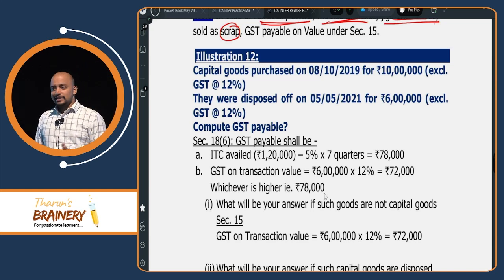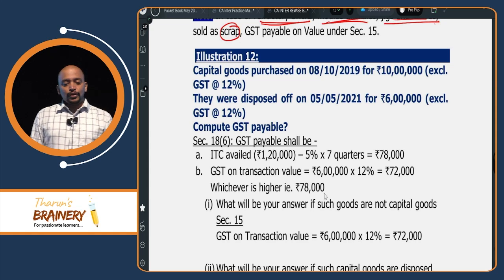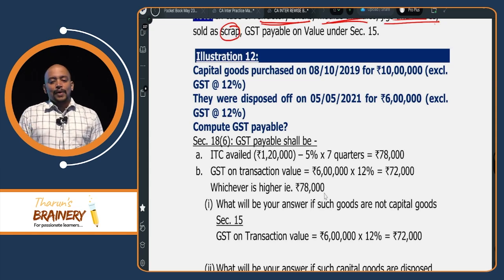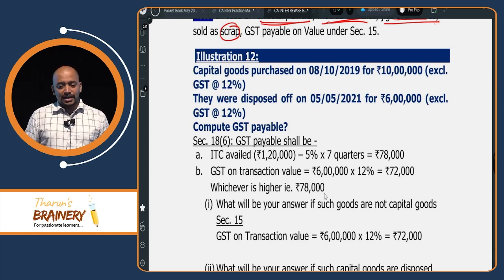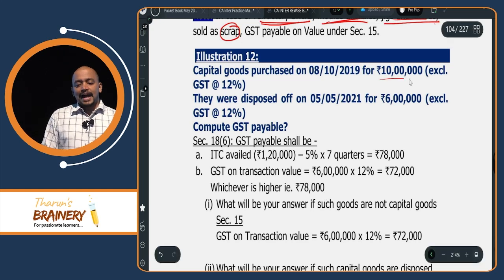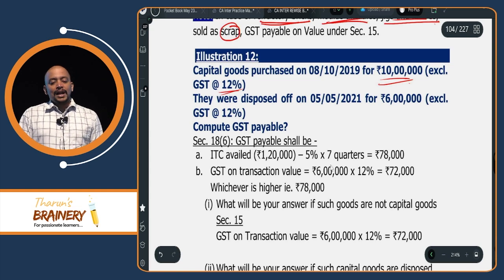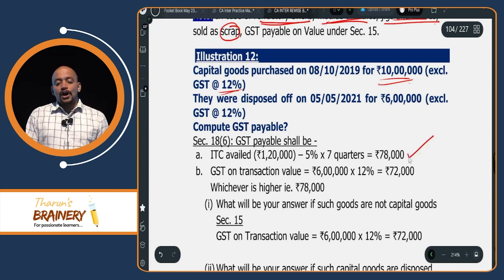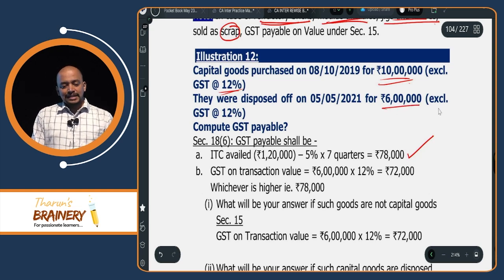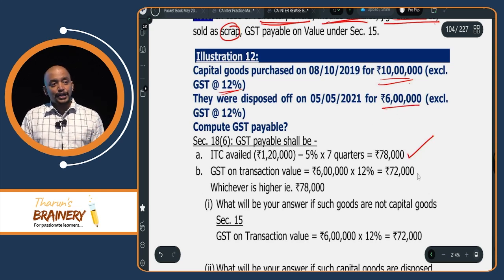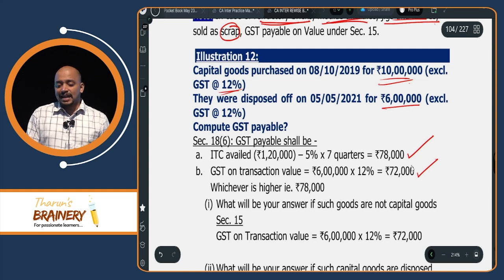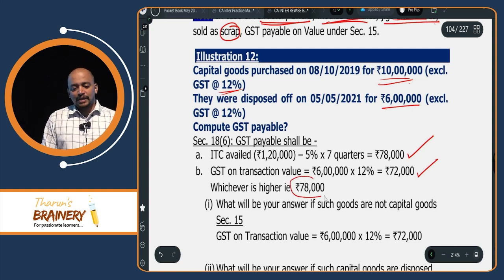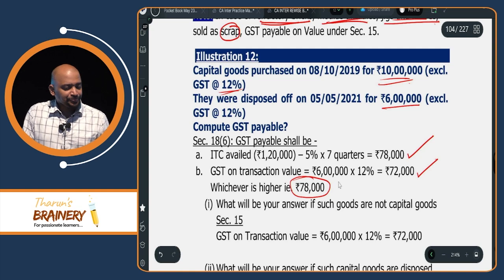So 7 quarters into 5%. 7 fives are 35. So therefore we need to reduce 1,20,000. Why 1,20,000? 10 lakhs into 12% ITC availed is 1,20,000. 1,20,000 minus 35%, 78,000, or GST on sale value 6 lakhs into 12%, 72,000. Whichever is higher, 78,000 will be taken as the GST payable.